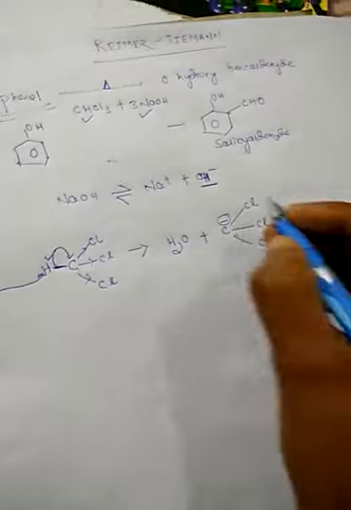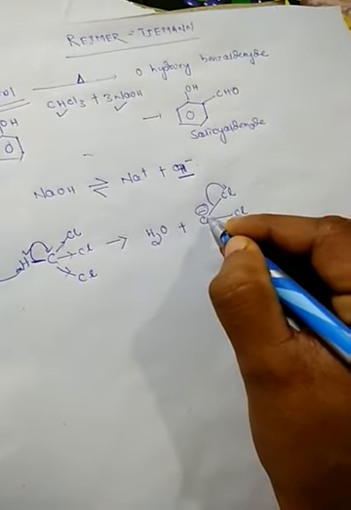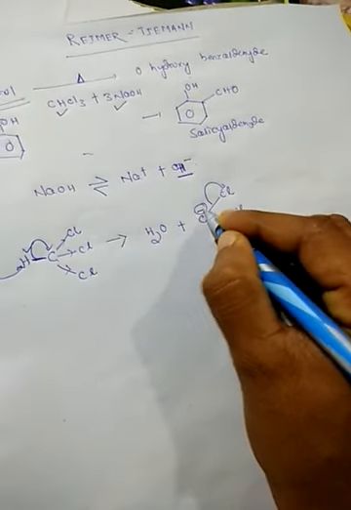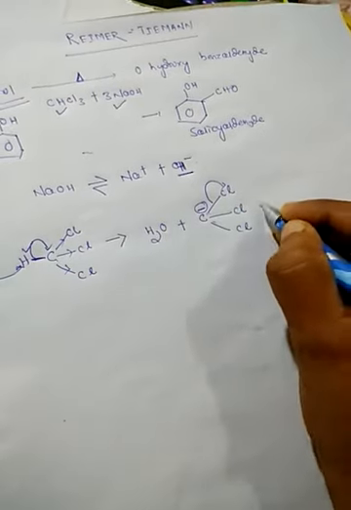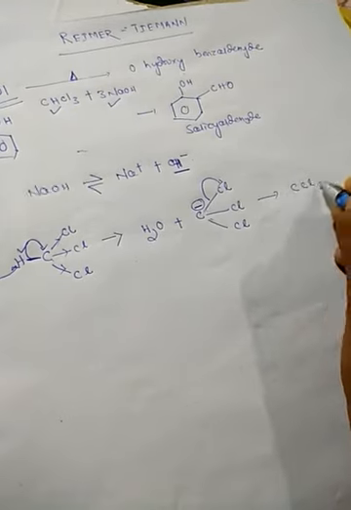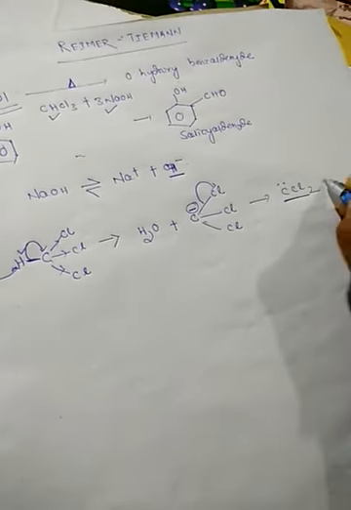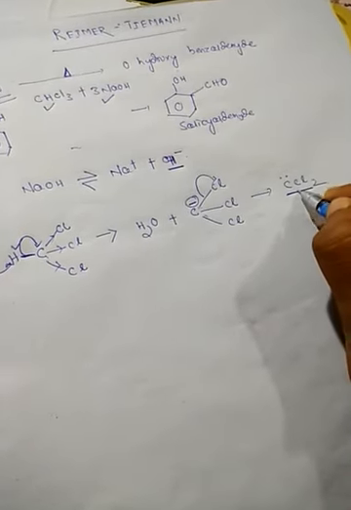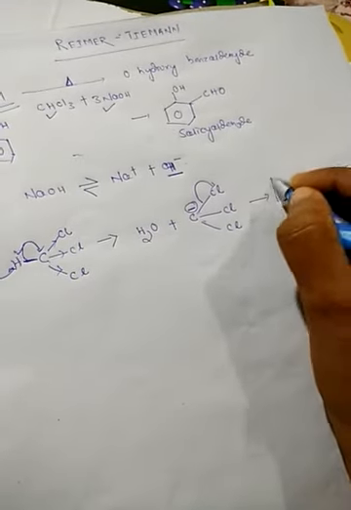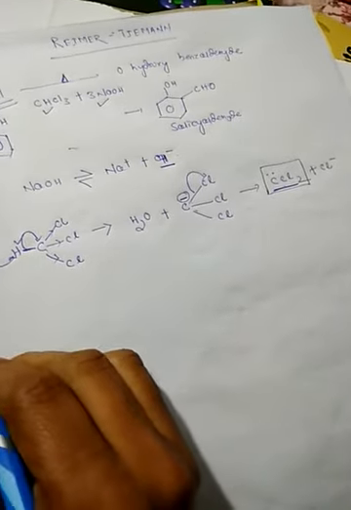After that, one of the chlorine atoms will leave as a chloride ion, and due to creation of positive charge and negative charge here, they will cancel each other and it will form CCl2. This is dichlorocarbene. It is an electron deficient species which acts as an electrophile, and we have chloride ion. This is the most important point, dichlorocarbene.